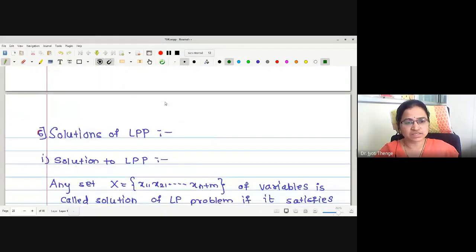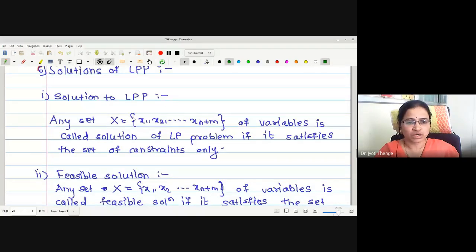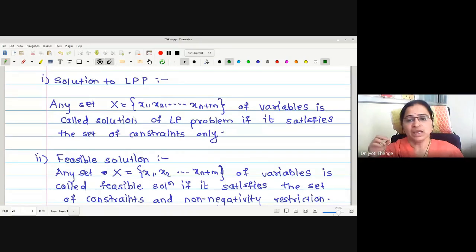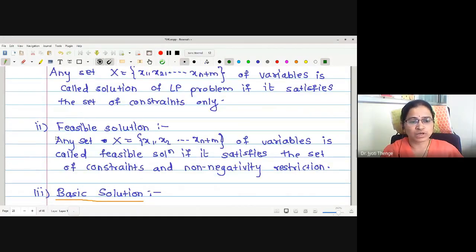Next, we have discussed the solutions of LPP. What is the meaning of solution? Whenever we call something a solution to an LPP, it simply means the values of the variables satisfy the set of constraints. Any values of the original variables or decision variables which satisfy the set of constraints are called a solution. What is a feasible solution? If the values of the variables satisfy the set of constraints as well as the non-negativity restrictions, then it is called a feasible solution.